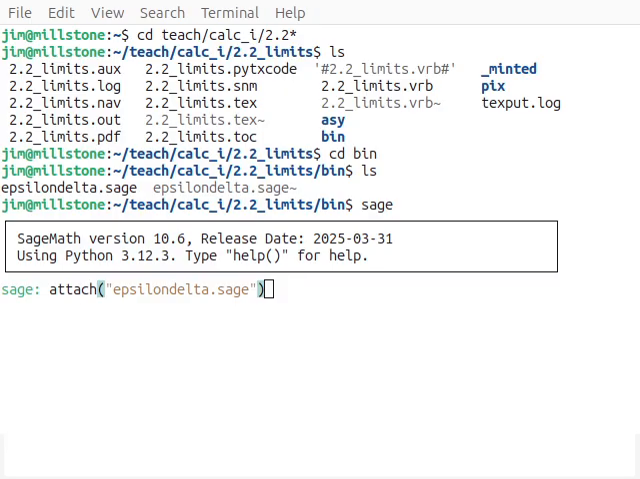All right, let me bring up an example of the game. You see that same thing. It says attach epsilon delta Sage. That's how you bring the code in. And I'm going to define a function in the slide here. I define the function f of x equals x squared, so I'll define it again. So define f of x, and I'm going to return x squared.